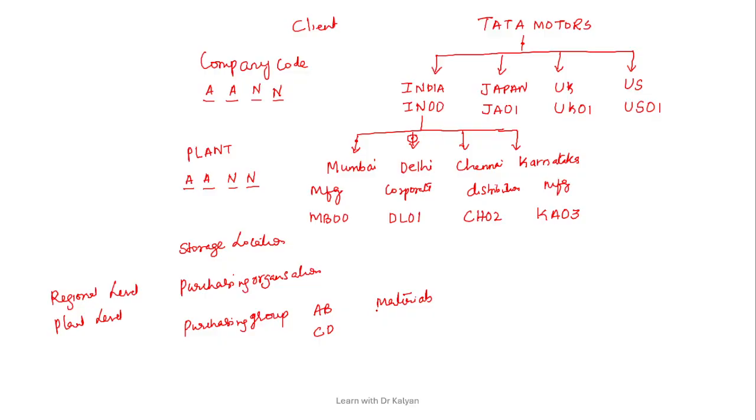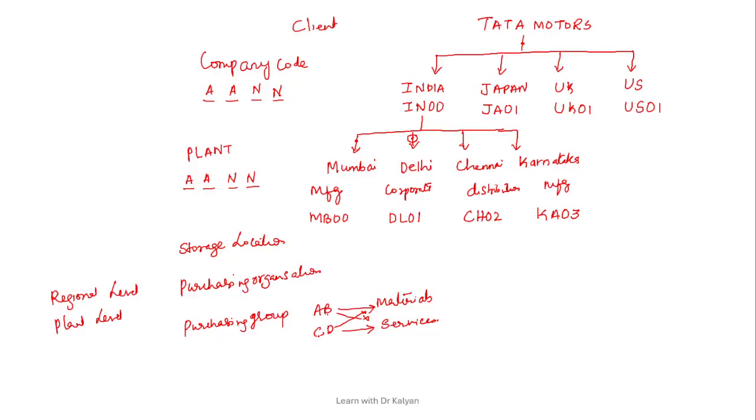Say for example, we wanted to buy some raw materials. Now for buying raw materials under purchasing organization, I will assign purchasing group AB. Their job is to buy only raw materials. Say for example, we wanted to buy some services. So now under purchasing organization, I will assign a purchasing group called CD. Their job is to buy services. In an organization, the AB purchasing group will not buy any services, and the CD group will not buy any raw materials. AB will buy only materials and CD will buy only services.